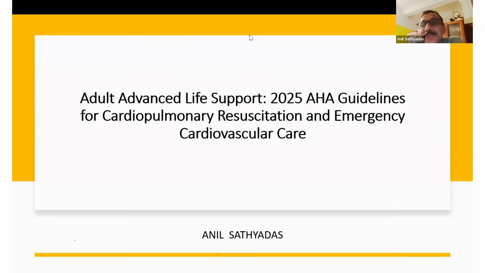So I hope you are all well versed with the BLS which was taken last time. There will be some overlap, but then I'll try to concentrate more on ALS, the drugs as well as post cardiac arrest care. As you know, our advanced life support will only be effective if the basic life support is given in the most appropriate manner.